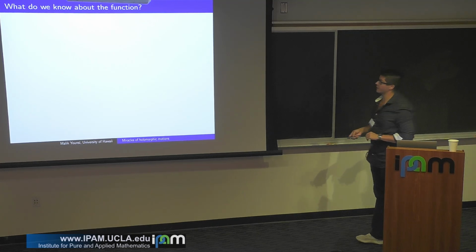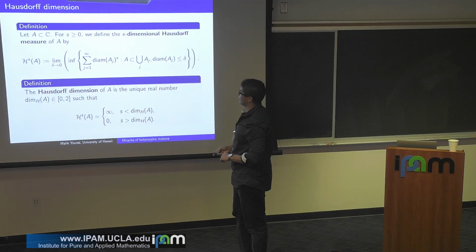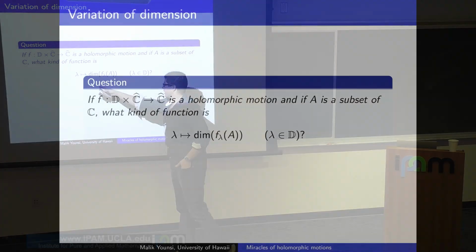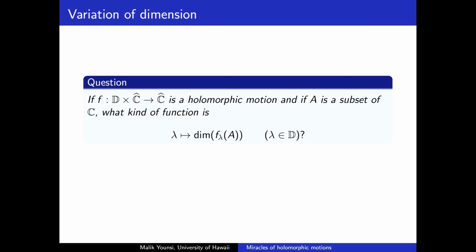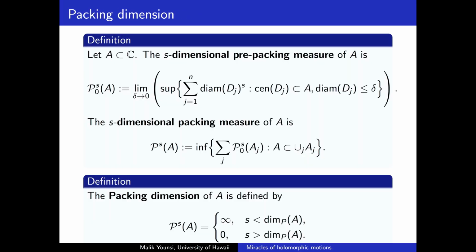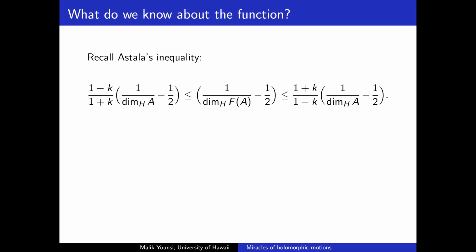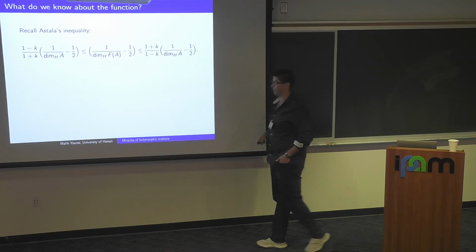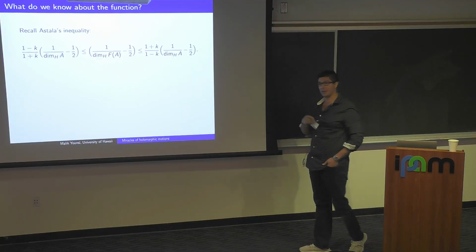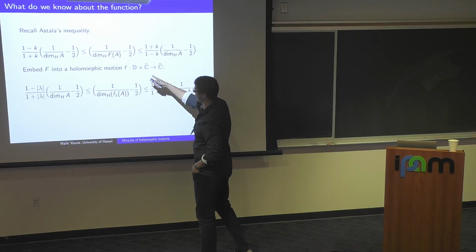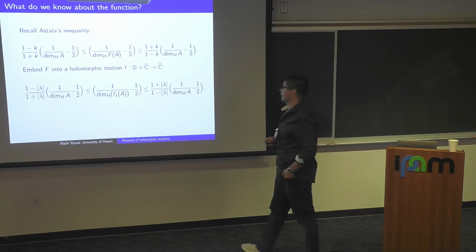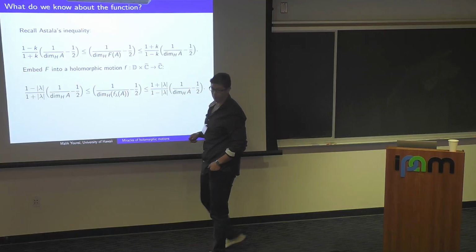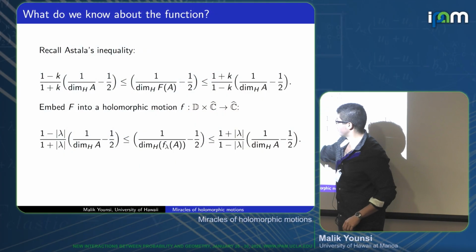Okay, so now, before I state the main results, the question that we're trying to answer is this one. Well, it's not clear what kind of answer we're going after. So how can we get information about what we're trying to prove? Well, we can go back to the estimates by Astala. So you start with a quasiconformal mapping, and then Astala gives us an equality for the dimension of the image of A under the QC mapping F. Now, if you remember, every quasiconformal mapping can be embedded into a holomorphic motion. So you embed F into a holomorphic motion. And now you get estimates for the dimension of the holomorphic motion. So this is the function we want to study here, the dimension of F_lambda of A.